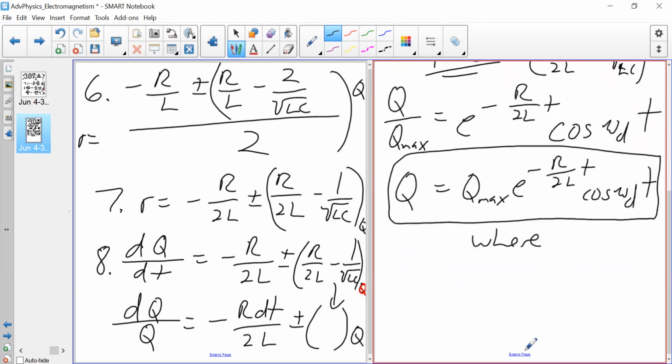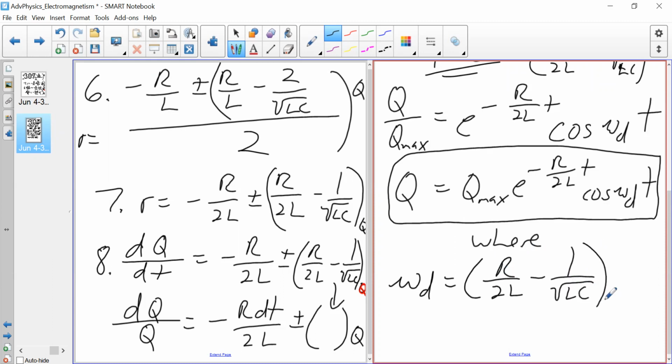Where omega d is equal to the square root of R over 2L squared minus 1 over LC. Remember, with the LC circuit, the angular frequency was just 1 over the square root of LC. Now that we have a damping force in there, we got an extra term, R over 2L. Nasty evaluation of that quadratic, but necessary and very powerful, and a nice application of it.